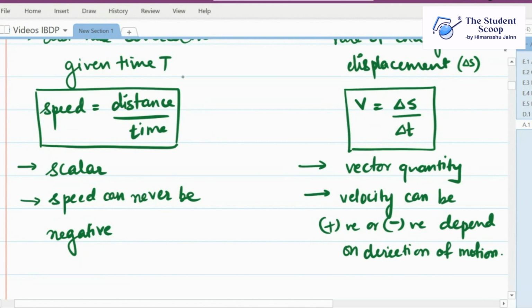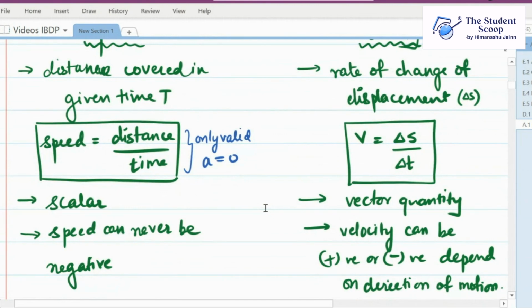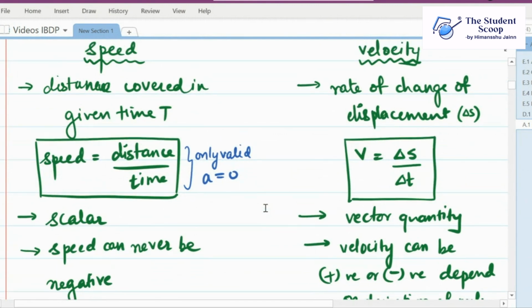Now we have to be aware that this formula is only valid when acceleration is 0. Okay, and we will come to what acceleration is. So this is the case where we can use those formulas and they will generate correct results.